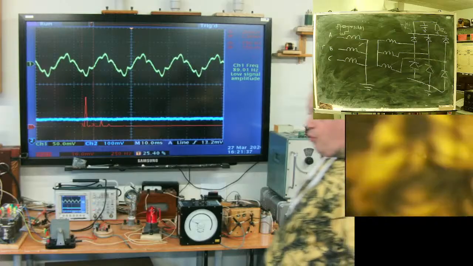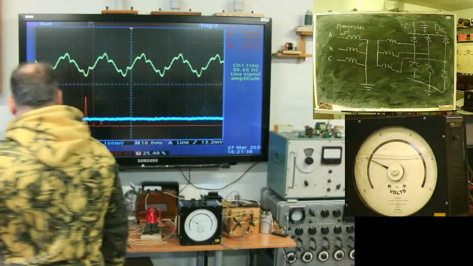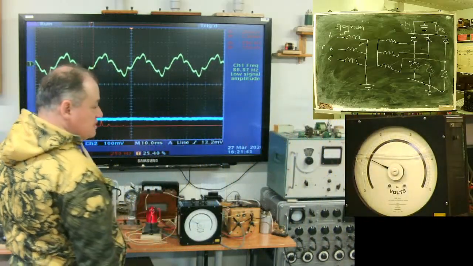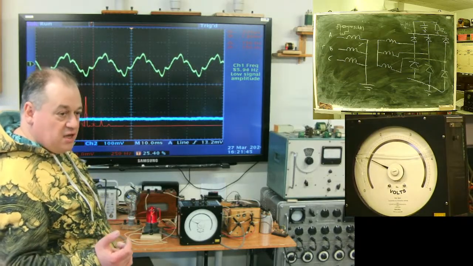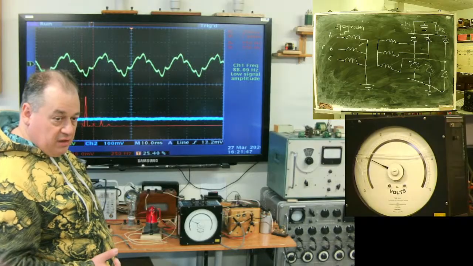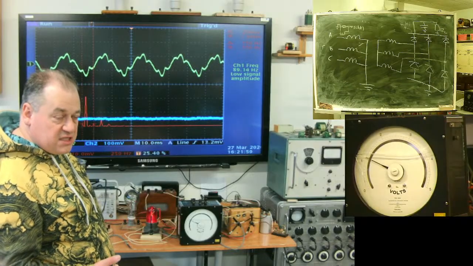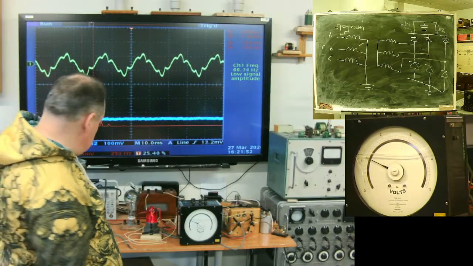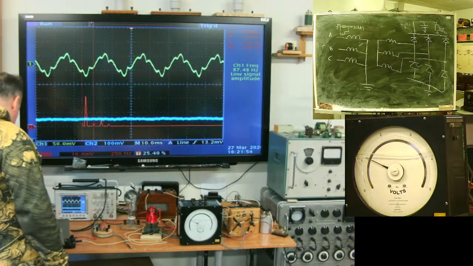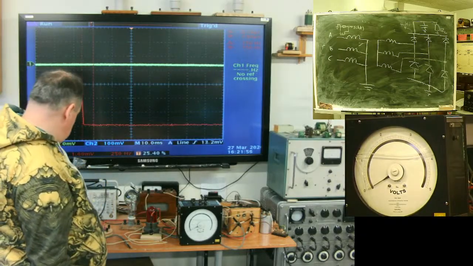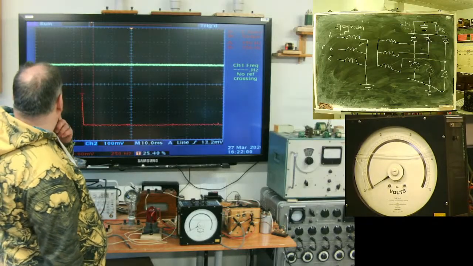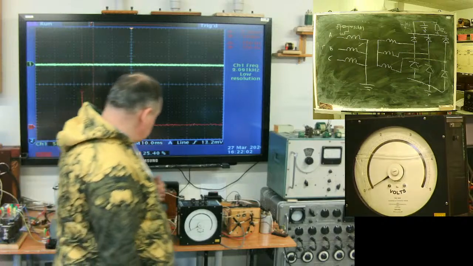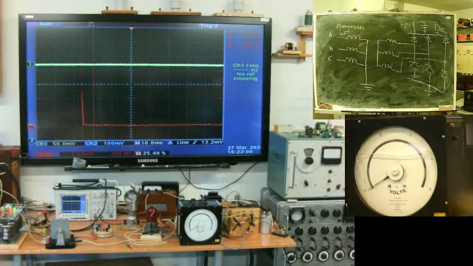In case of full bridge rectifiers, primary side current will contain base frequency, fifth harmonic, 7, but no zero sequence, no third harmonic. Questions?